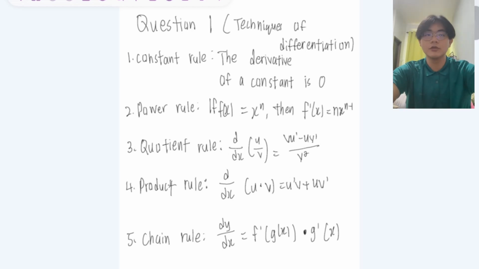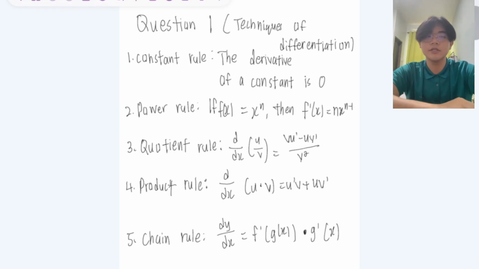Thirdly, quotient rule. Quotient rule is usually used to find the derivative of a function that is the result of one function divided by another function. The formula for it is d over dx of u over v. Then we need to find v prime and u prime, which becomes v u prime minus u v prime over v squared.